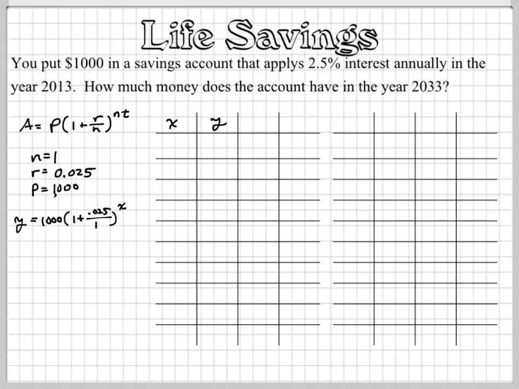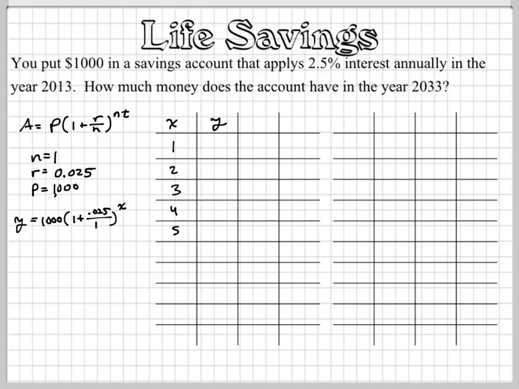How do we fill out the table? Well, this is the question right here: how much money does the account have in the year 2033? So that means after 1 year, what year is it? 2014. Okay, so if I put 1 right here, that would be 2014. 2 would be 2015. 3, 4.